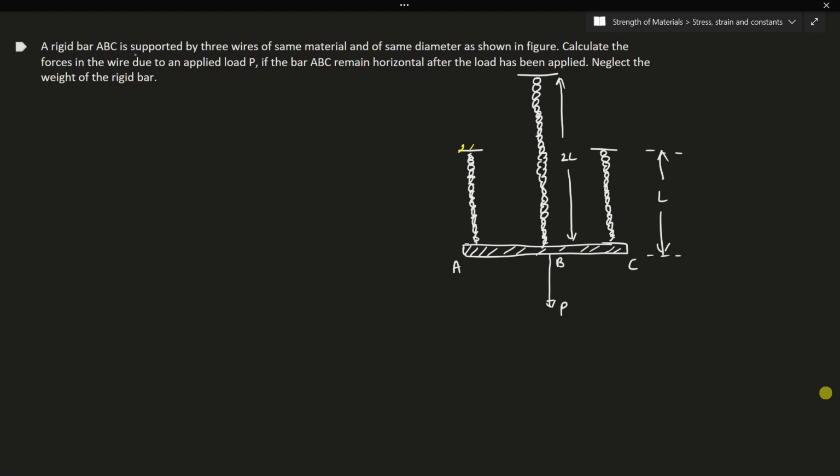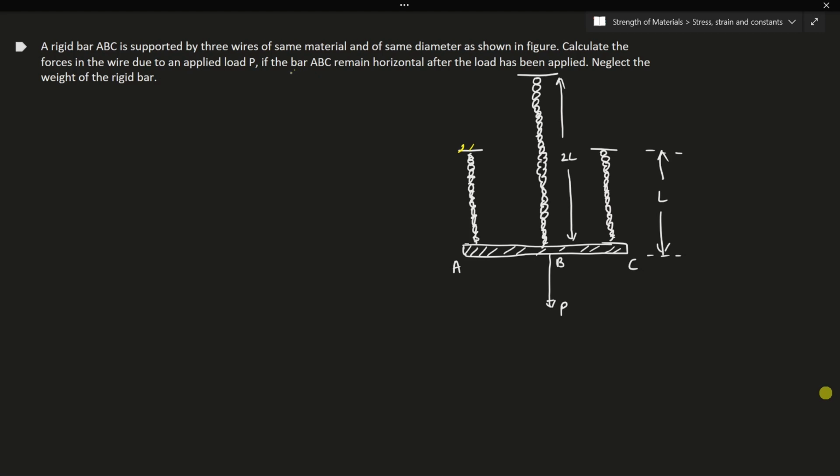Rigid bar ABC. Okay, we have three bars supported by three wires. We have a rigid bar that has been supported by three ropes or three wires of the same material and same diameter as shown in the figure. So we have same diameter, same cross-sectional area and same material, so the E will also be the same. Calculate the forces in the wires due to applied load P if the bar ABC remains horizontal after the load has been applied. Right, so this is important.